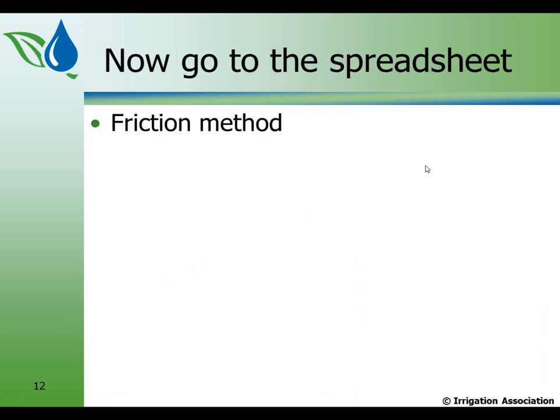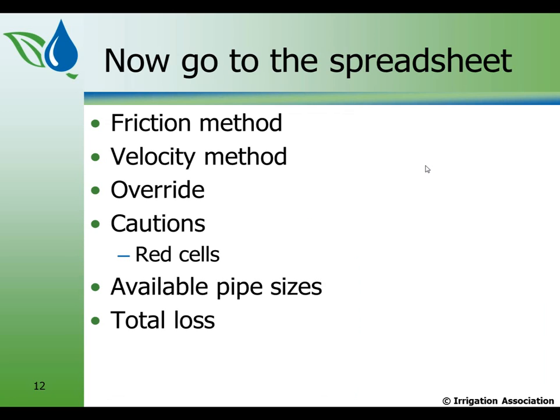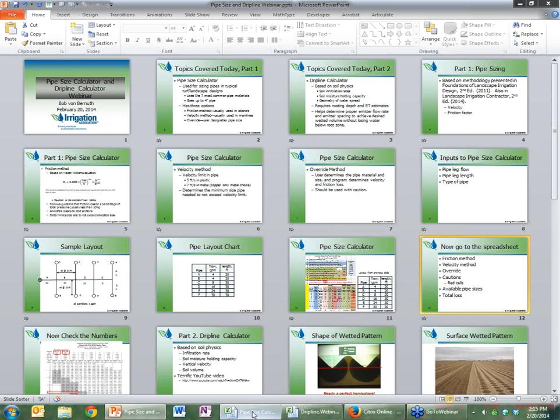Okay, so we'll first go through the friction method, then we'll go through the velocity method, then we'll look at the overrides, and we'll point out some cautions which change color, get red cells. We'll talk about available pipe sizes, and then we'll talk about total loss. Okay, so let's end this, and let's go to our pipe size calculator.